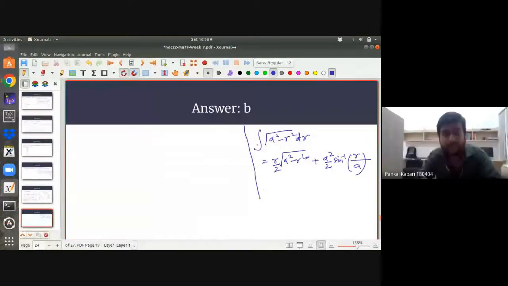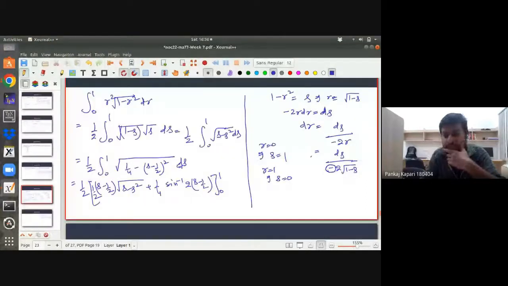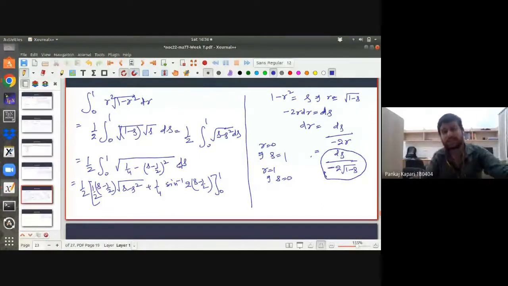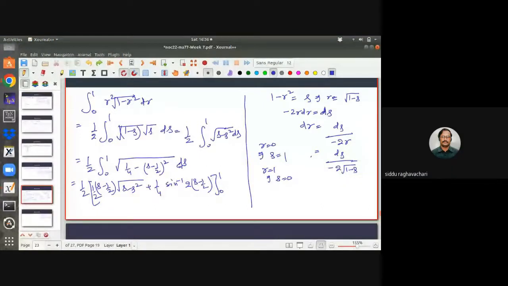Please verify limits. But there was this minus sign also, right? So s equal to 0. So this integral will become from 1 to 0, but when you put dr equal to this factor, it has a minus sign also, right? So that will just change the limit of the integral.